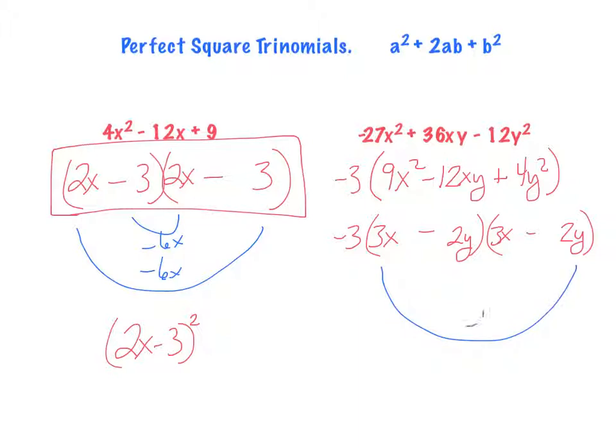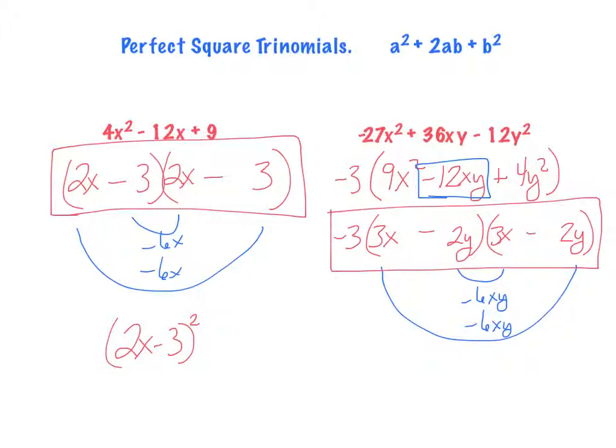Outer gets us a negative 6xy. Inner gives us a negative 6xy. That combines to a negative 12xy. All right, I think we're good to go. And you might notice, see how this is the same as that? So you can write it as a quantity squared if you'd like. Okay, that's it for special factorizations. Good luck.